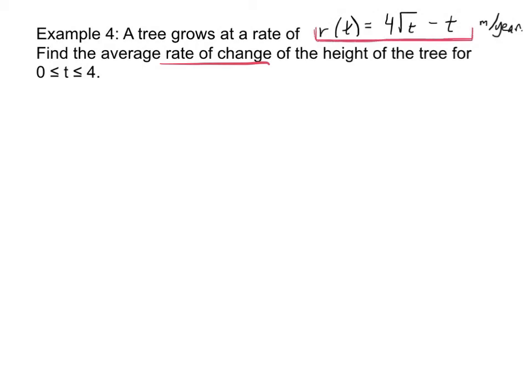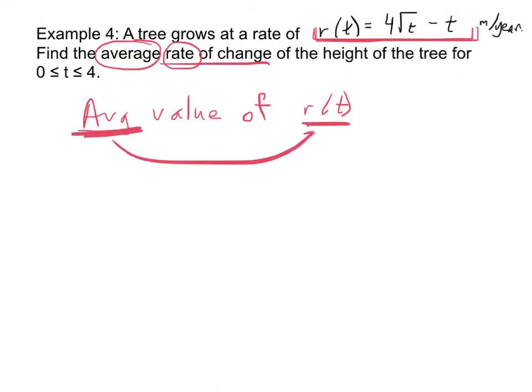This is a rate. So if they're asking for the average rate, they're effectively asking for the average value of the r of t function. And I hope that makes sense, right? They gave us a rate function, they're asking for the average rate of change, so they want the average of that. They're not asking for the average rate of change of r of t, they're asking for the average rate of change of the height, the average of r of t. So to do the average value, we're supposed to do the integral, 1 over 4 minus 0, times the integral from 0 to 4 of this function.